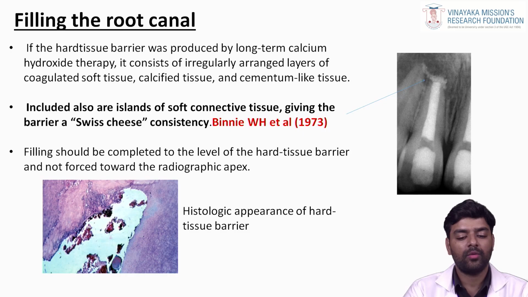If the hard tissue barrier was produced by the long-term calcium hydroxide therapy, it consists of an irregularly arranged layer of coagulated soft tissue, calcified tissue and cementum-like tissues. It includes also islands of soft connective tissues, giving the barrier a Swiss cheese pattern consistency. Filling should be completed to the level of the hard tissue barrier and not forced towards the radiographic apex. This histological appearance shows the hard tissue barrier formation.